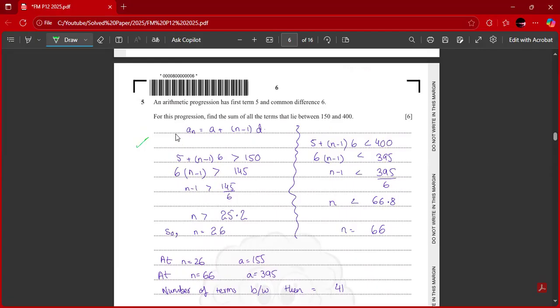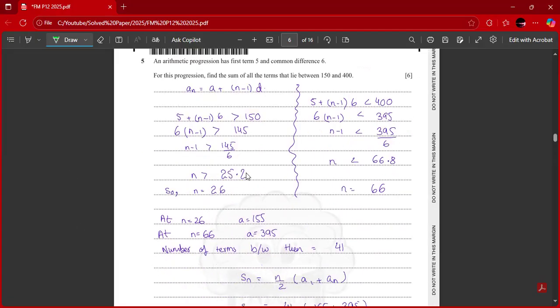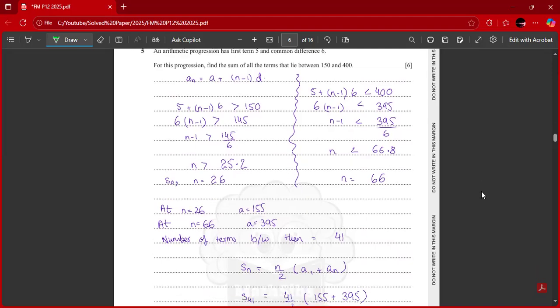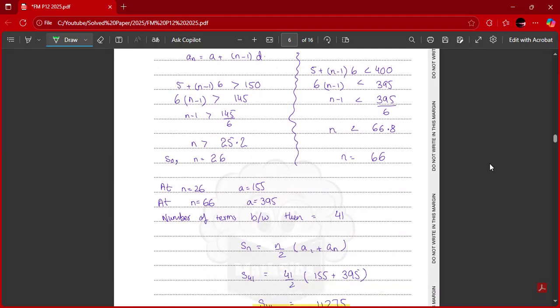So the first term was 5. Our value of d is 6. We try to find the value of n at which place our first value is supposed to occur. So if I do all these calculations, I get 25.2. I round it up to 26. Now, why am I doing it to 26? Why not 25? Next question, a very beautiful question.